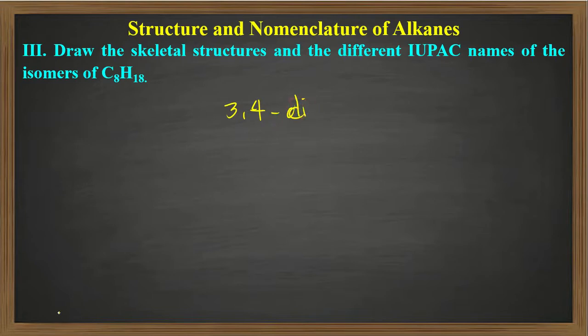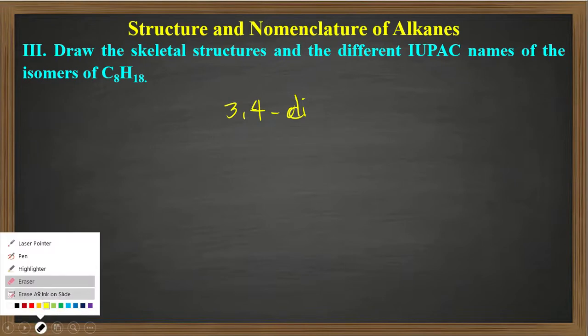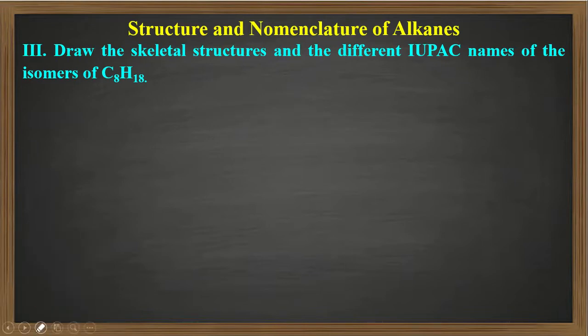Dimethyl. Let me erase that one. Medyo mabilis yung kamay natin or utak natin kasi sa ating kamay. So we have here 3, 4 dimethyl. Alright? Hexane pa rin. Dimethyl hexane.